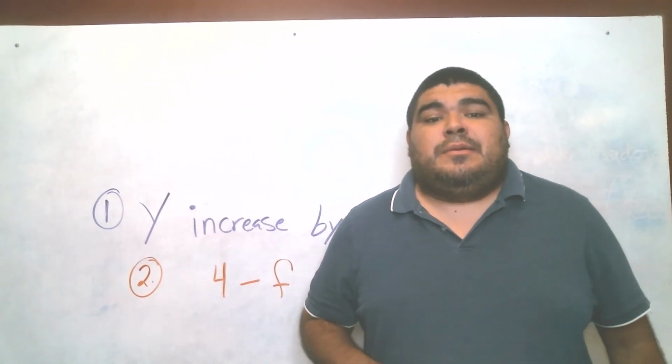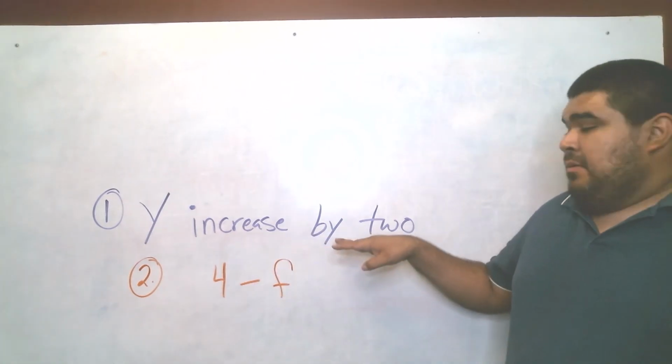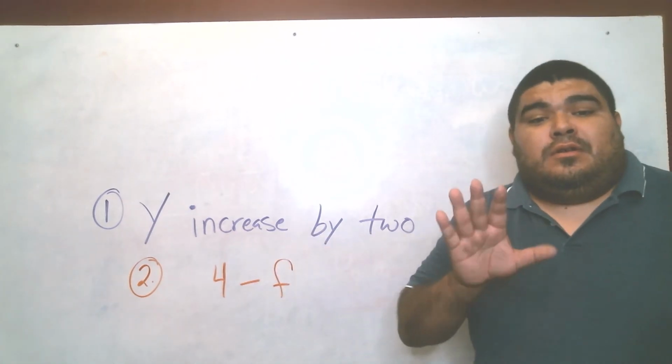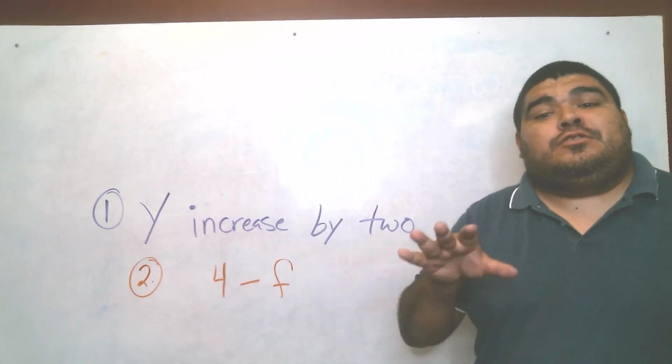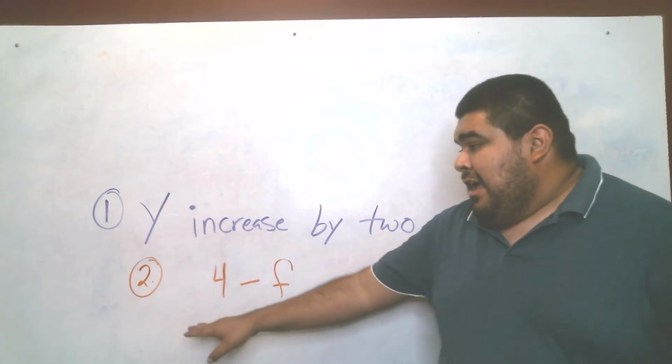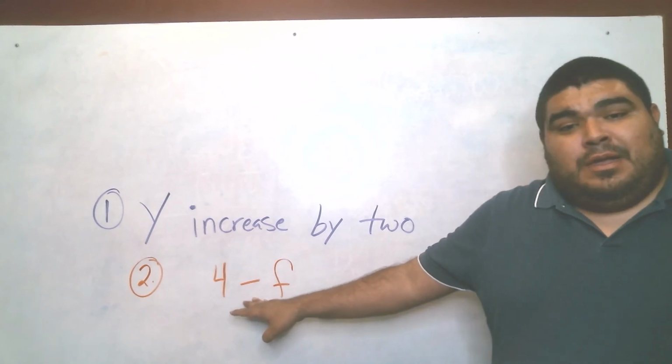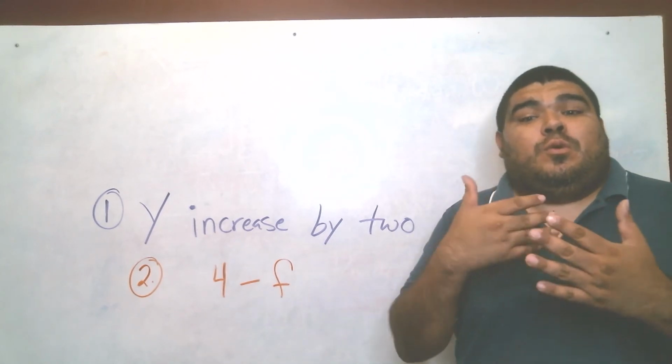All right, guys. The assignment for today, we have 2 problems up here on the board. The first one is y increased by 2. You have to turn it into an equation. And then we have 4 minus y, which you're going to turn into a word form.